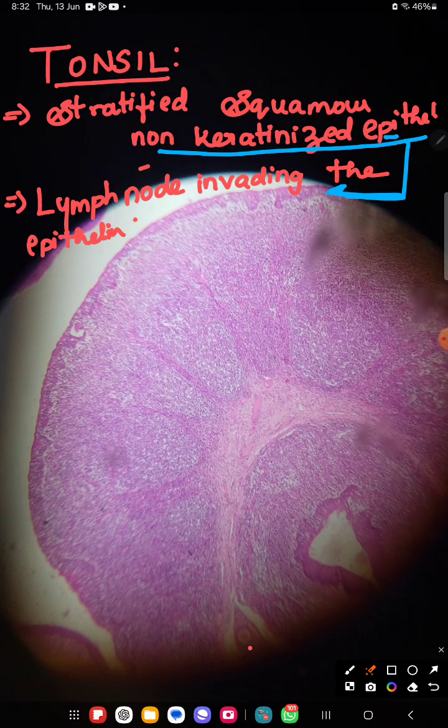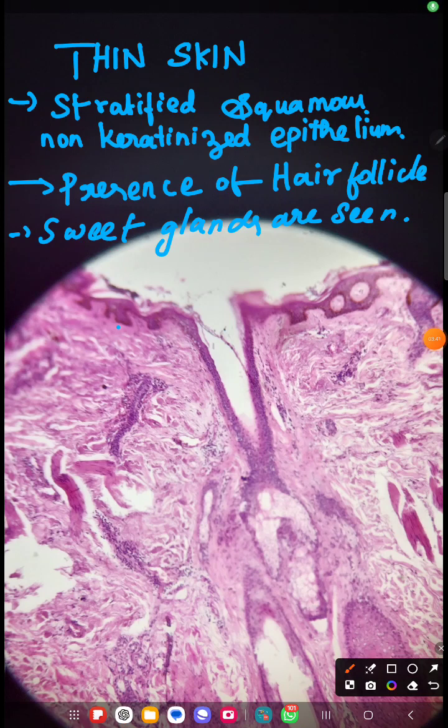Then after, we are going to talk about thin skin. Thin skin has stratified squamous keratinized epithelium. Hair follicles are present. Small sweat glands are also seen in this area, and muscles are also present there.